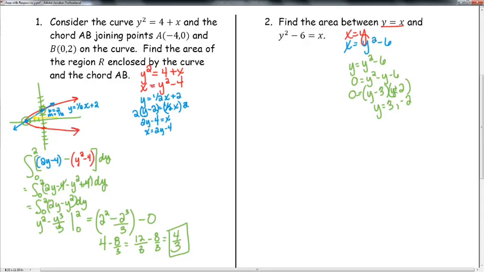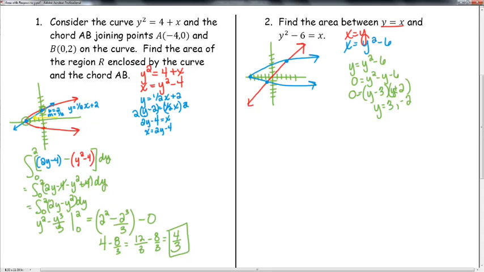So when I graph this, again I have an x-intercept of 6. 1, 2, 3, 4, 5, 6. So we have the function y equals x. That's that guy. And they're going to cross at y equals 3. So that means that we're going to have an intersection at 3, 3, and negative 2, negative 2. And so our x-intercept is at 6. And so this is what our function is going to look like.